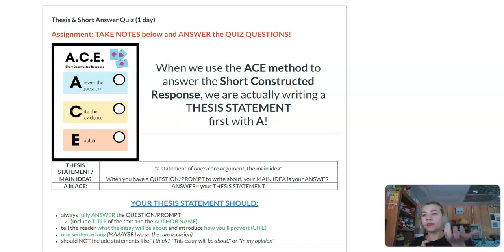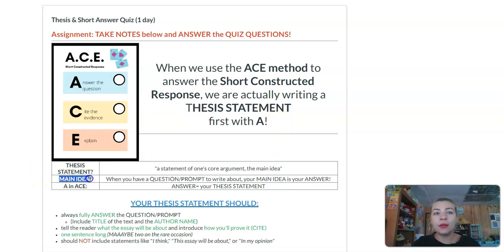But when you hear answer the question in ACE, and you hear a thesis statement, they're actually pretty much the same thing. If we scroll down here, you look in your quiz, we have a definition for thesis statement. A thesis statement is a statement of one's core argument or the main idea. So whatever essay you're writing, your purpose or your core argument or your main idea is just one sentence letting someone know this is what my essay is about.